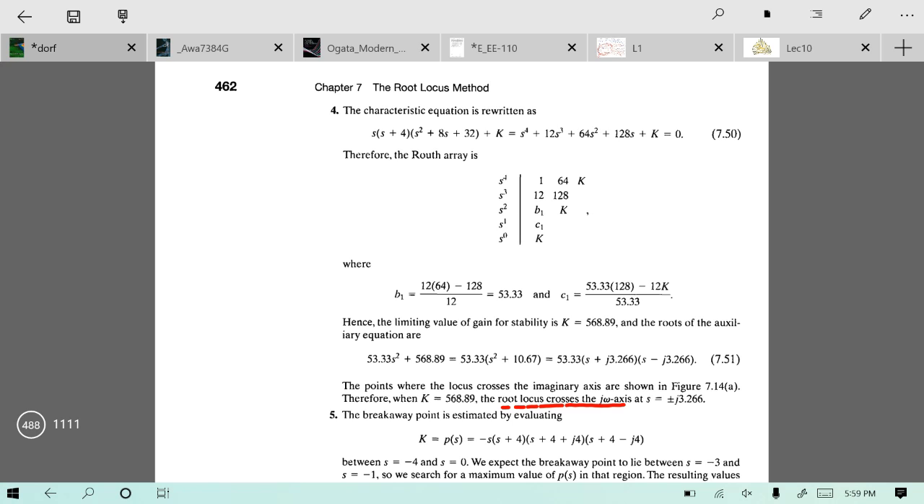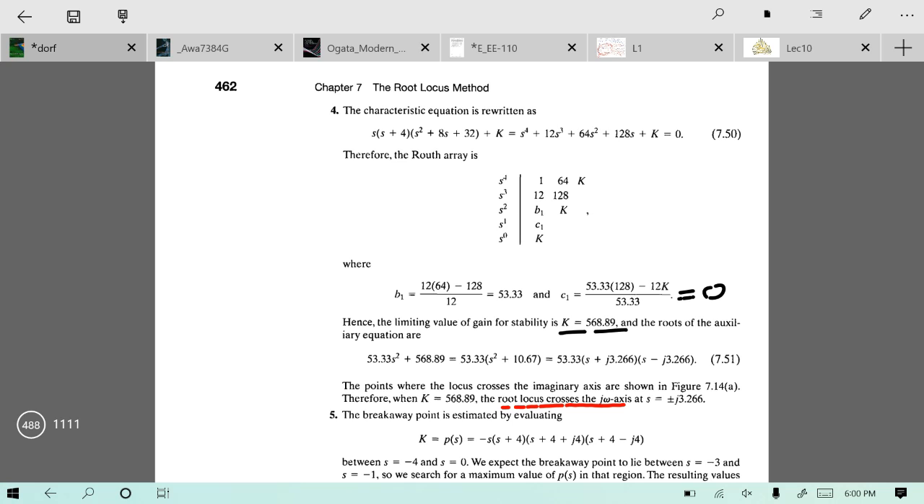So from here, when we make C1 equal to 0, it means that we have a 0 at this point. There is already a 0 over here, and there is a 0 at this point. It means that your system becomes marginally stable. There is a 0 row over here. If your system is marginally stable, it means that you have poles on the j omega axis. So at what value of k do you have poles on the j omega axis? Make it equal to 0, eliminate k, and you will find k is equal to 568.89.